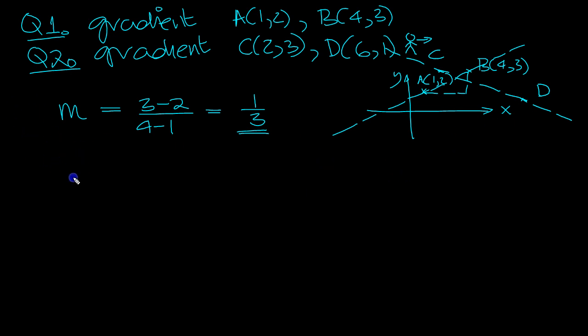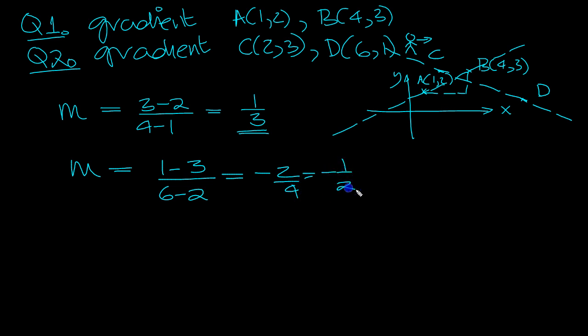So for question 2 then, m is equal to the increase in y divided by the increase in x. 1 minus 3. You're going this direction, so 1 minus 3 is the increase in y. And you'll notice it's a downwards value, it's a negative value. And then the increase in x, 6 minus 2, from C to D. So you get minus 2 over 4, which is minus a half. So it's a negative slope in this second example.